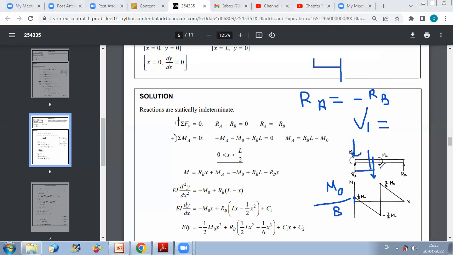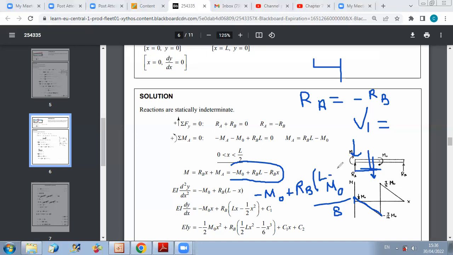So you have a negative shear in this part. This will explain why M is varying linearly and it's decreasing. And also you can see this from the bending moment equation in section 1 that we found together. If you remember, in section 1, the equation of M is given by this. So it's minus M0 plus RB times (L minus x).